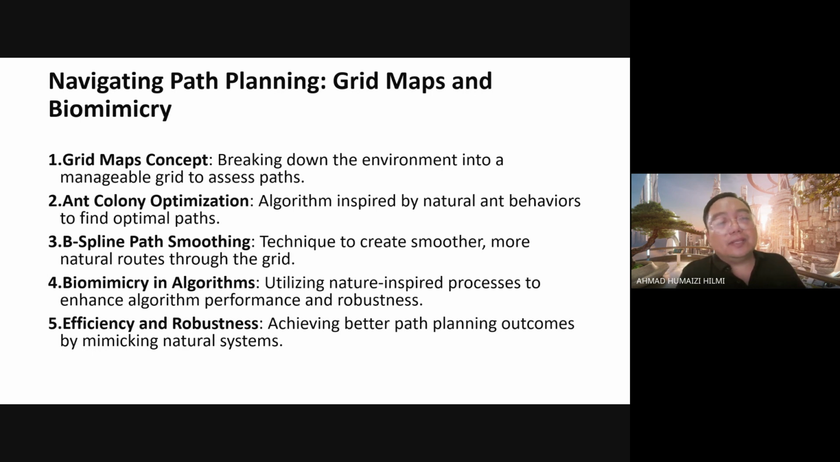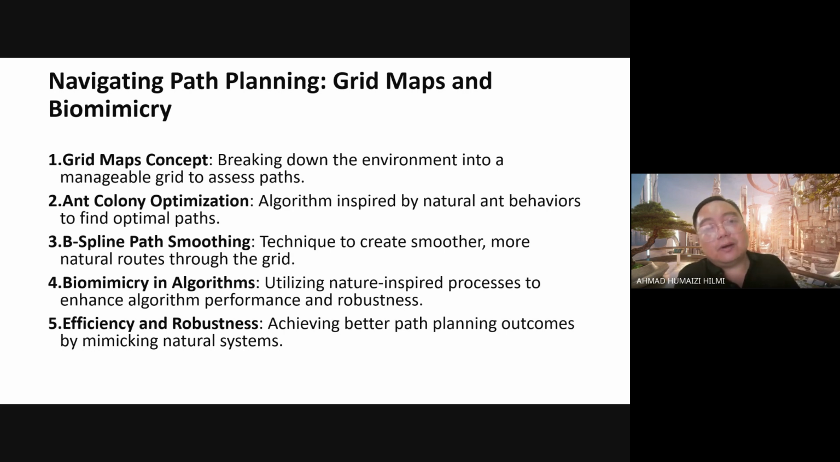Because when you present to your superior a graph that goes up and down and down, maybe your superior is not that technical a person, they don't understand. You want to create a smoother graph, the straight line graph or the curved line graph, to make it more understandable. The same goes for B-spline path smoothing.